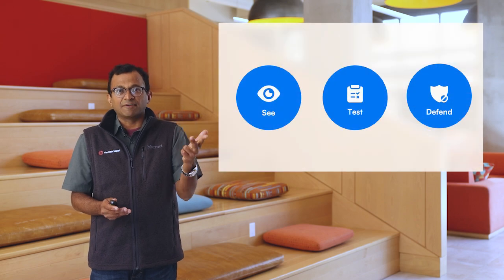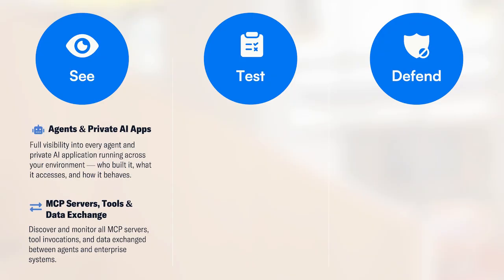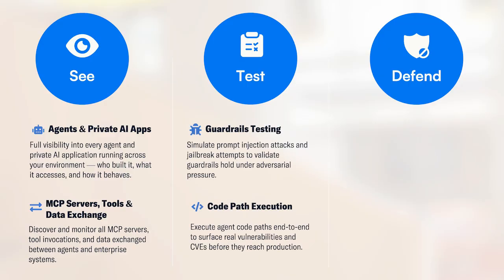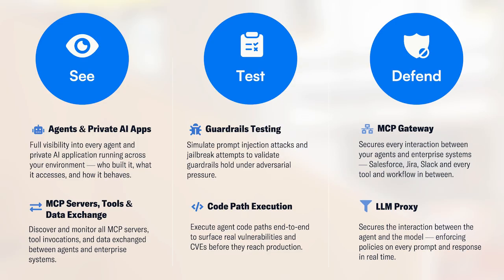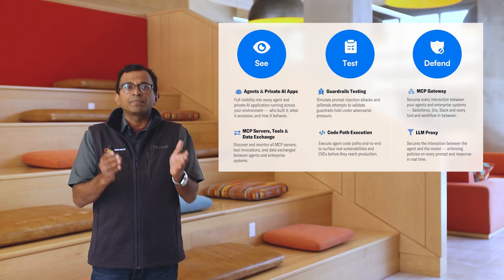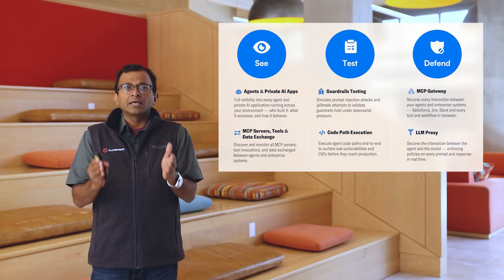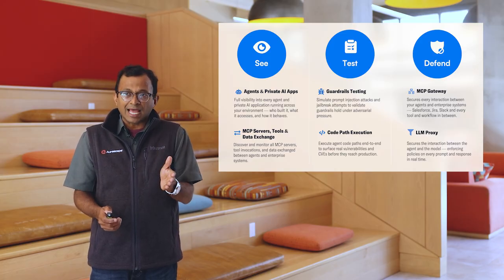So how do we secure enterprise AI agents? At Aurascape, we built a platform around three pillars: see, test, and defend. First, see. You can't secure what you can't see. So we give you full visibility into every agent, every tool it invokes, and every system it touches. Second, test. Before agents reach production, we attack them ourselves, simulating prompt injections, jailbreaks, and executing real code paths to uncover vulnerabilities. And third, defend. Once agents are live, our MCP Gateway and LLM proxy secures every interaction between agents, enterprise systems, and models. And because it's one platform, what you test is exactly what you protect.